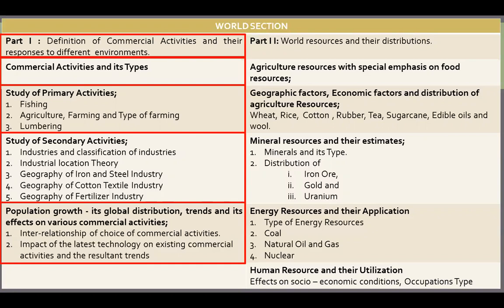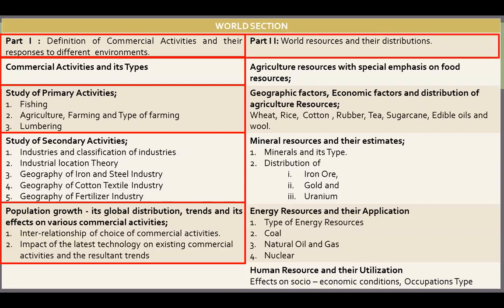Here we learn about the interrelationship of choices of commercial activities, because those living in the tropical region and those living in the Antarctic region have different climatic conditions and different physiographic characteristics. So the choice of activities also depends on the area location, its temperature, and its environment, whether it's a biotic or abiotic environment. Then, the impact of the latest technology on existing commercial activities and the resultant trends.